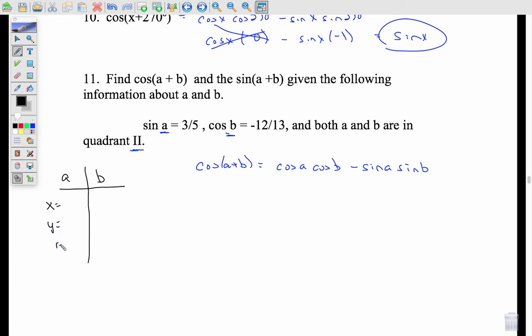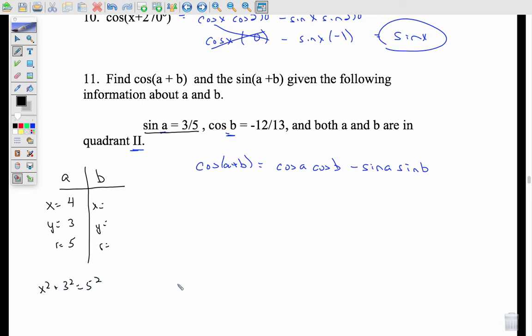So what I would suggest we do is come over here, and I'm going to make a little T-chart for angles A and B. I'm going to find x, y, and r for each one of those. That way I can find my trig functions for each one. So notice the sine of angle A was given to us as 3/5. Well, sine is y over r, so I know y is 3 and r is 5. Sine again is y over r. That's a previous definition we should be pretty well versed in.